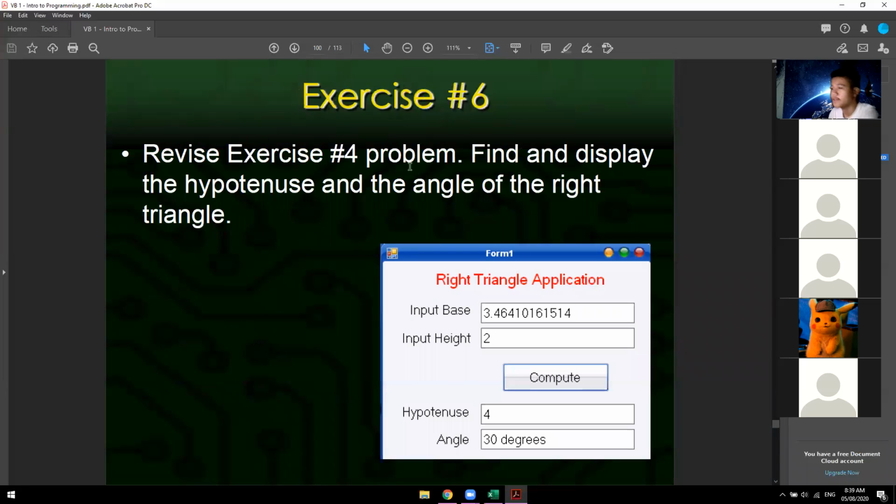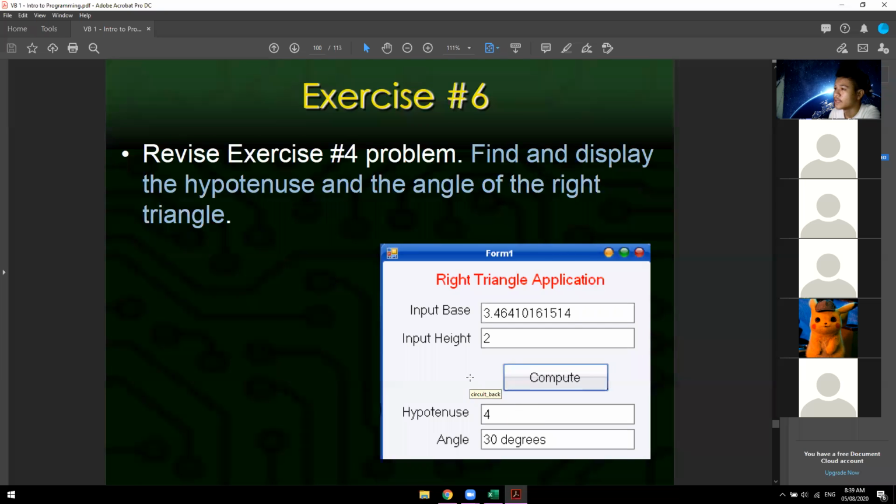Okay? So exercise number 6. So revise exercise number 4 problem. Then find and display the hypotenuse and the angle of the right triangle. Okay? So, ito yung mismong exercise number 4 natin. Itong base, height, sa hypotenuse. So, itong number 6, nadagdag lang yung hypotenuse. So, find and display the hypotenuse and the angle of the right triangle, which is this one.